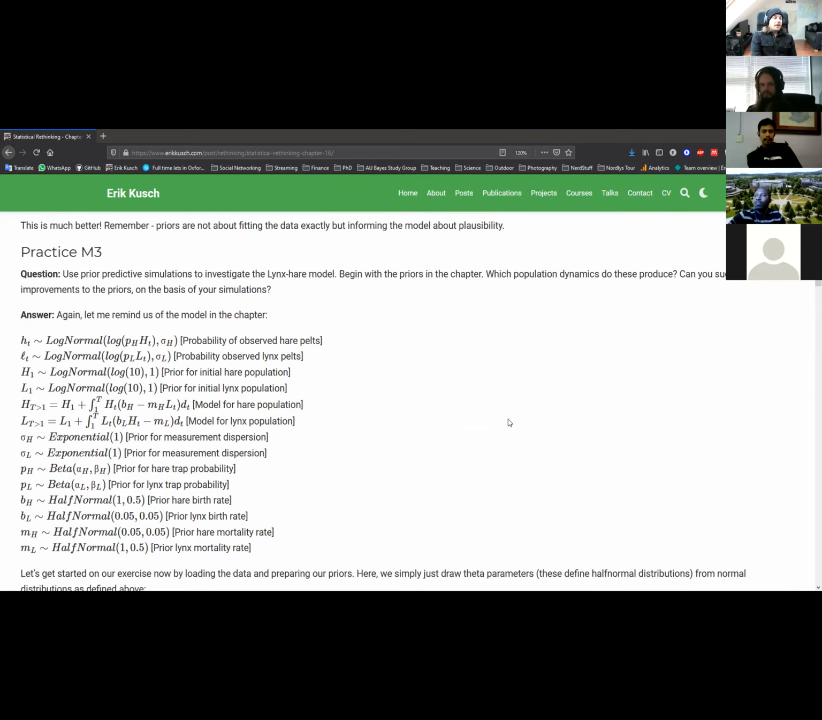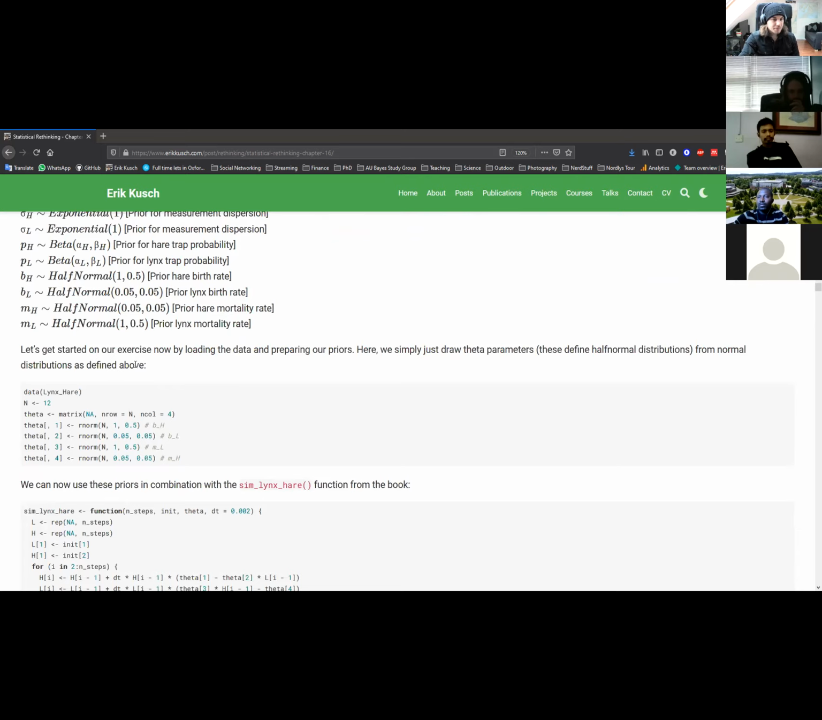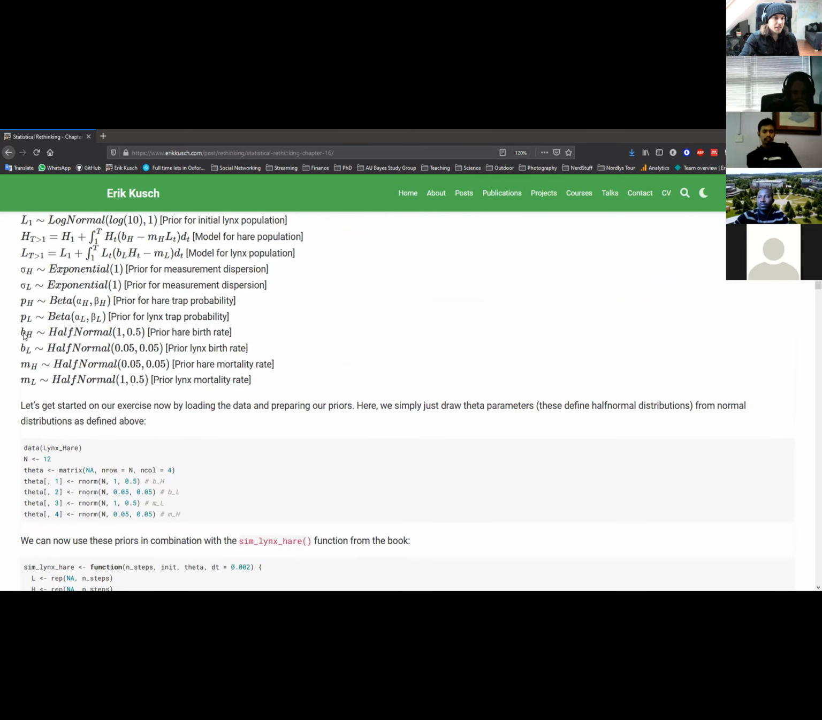For practice M3, we were asked to do a prior predictive simulation to investigate the lynx hare model. We were supposed to begin with the priors in the chapter and then asked which population dynamics do these produce? Can we suggest any improvements to the priors on the basis of our simulations? Again, here's just the full model from the book. And the priors in question that we're interested in are these right here.